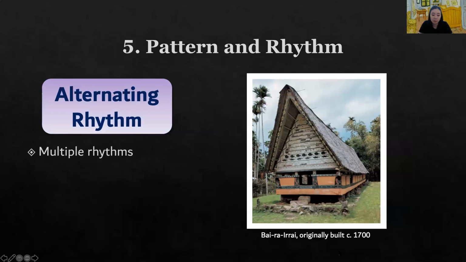And alternating rhythm. So artists can intertwine multiple rhythms until they become quite complex. The addition and alternation of rhythms can add unpredictability and visual excitement. So using diverse rhythms is called alternating rhythm.